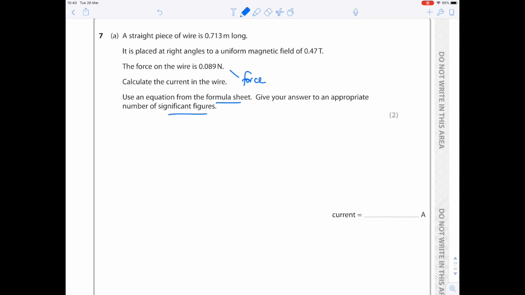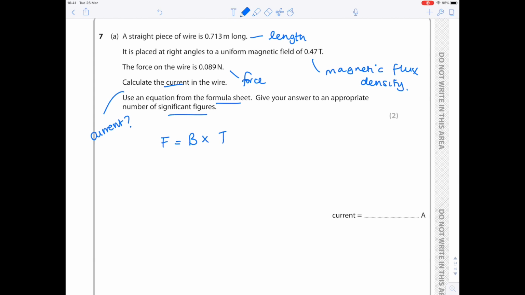Well, we have a force, we have length, we have the magnetic flux density, and we're being asked to calculate the current. So looking at your equation sheet, this is the equation you need, which states that force equals magnetic flux density times current times length. So let's substitute in what we have. Well, we know the force on the wire is 0.089. The magnetic flux density is 0.47 Teslas. We're after current, which is given as I, and our length is 0.713.